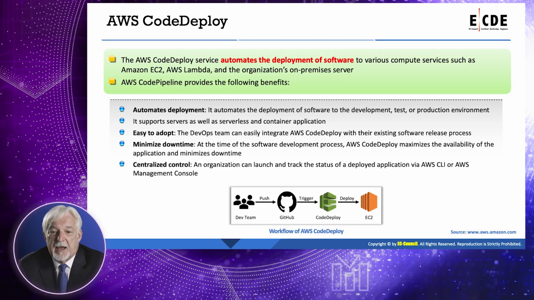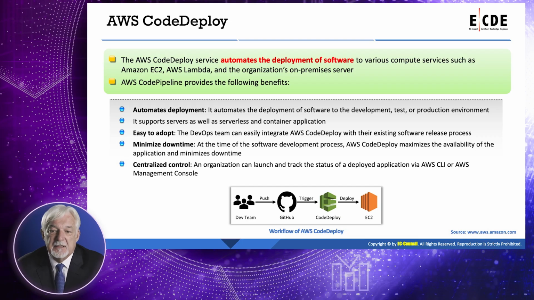It's relatively easy to adopt. The DevOps team can easily integrate AWS CodeDeploy with their existing software release processes. So it's another process integration that you do with this. It minimizes downtime. At the time of the software development process, AWS CodeDeploy maximizes the availability of the application and minimizes downtime. It also provides central control. An organization can launch and track the status of a deployed application via AWS CLI or AWS Management Console. So you have a full view of what's going on, and it provides reports as far as where you're at in the process.